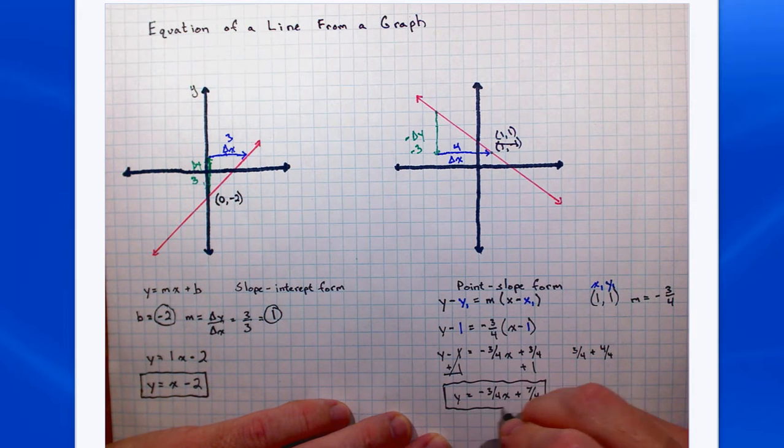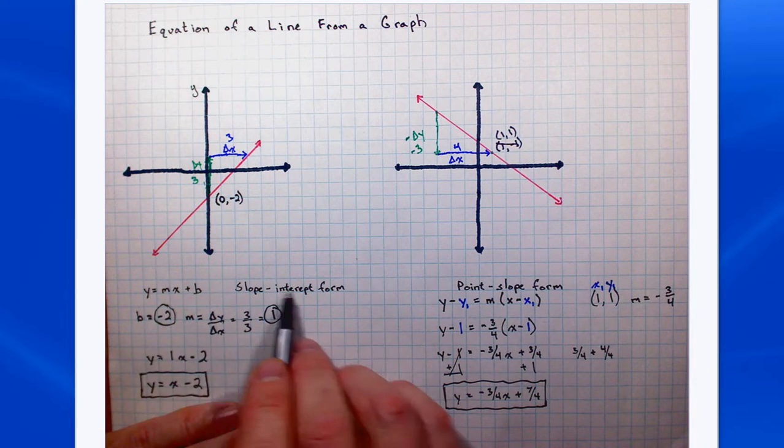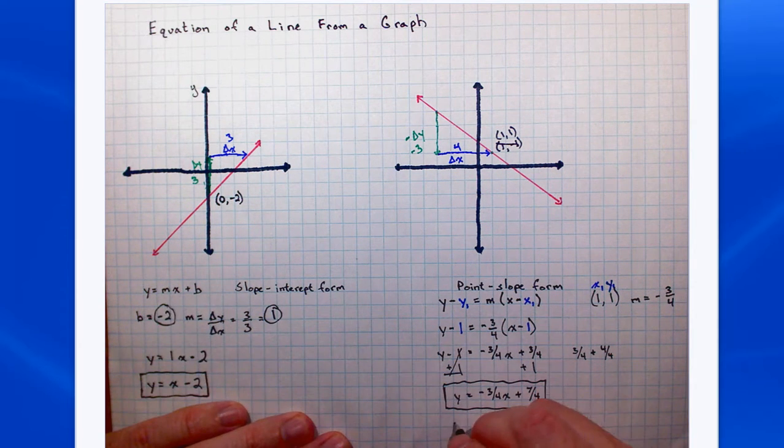Notice, what form did I come back to by using point slope form? I came back to my slope intercept form. Y equals mx plus b.